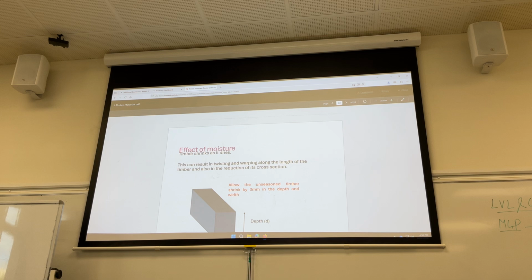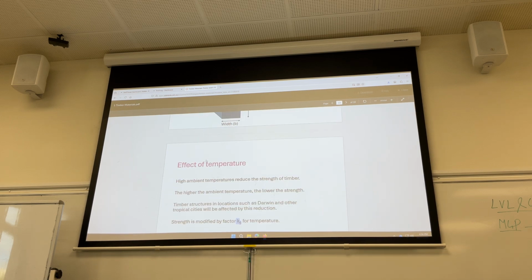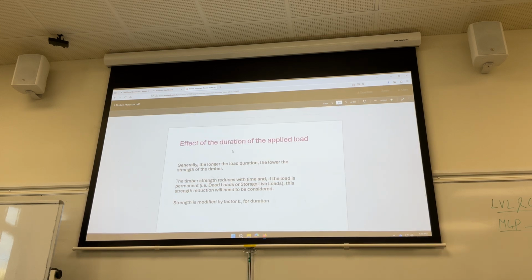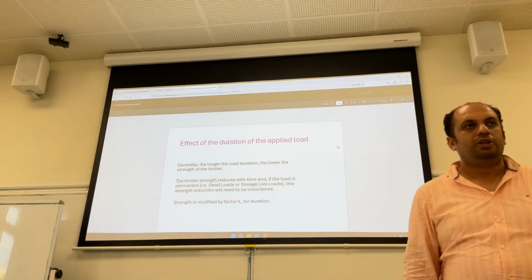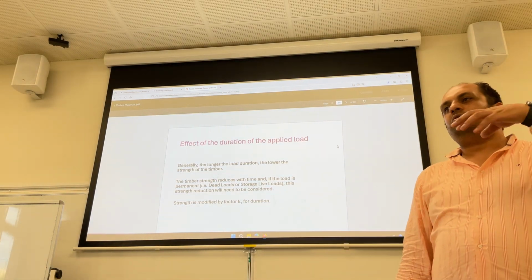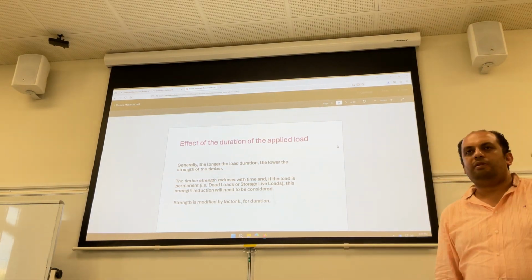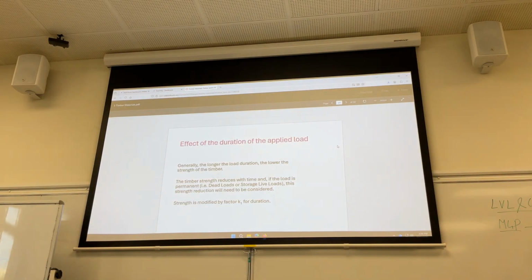This is the first factor, effect of moisture, effect of temperature. The second one is the effect of the duration of the applied load. As you know, timber is susceptible to creep and shrinkage. So this means when you leave the load too long on the timber, it will have an effect on the timber. So what is the factor of taking this into consideration? K1. So K1 is a factor or modification to account for what? Duration of the load application.